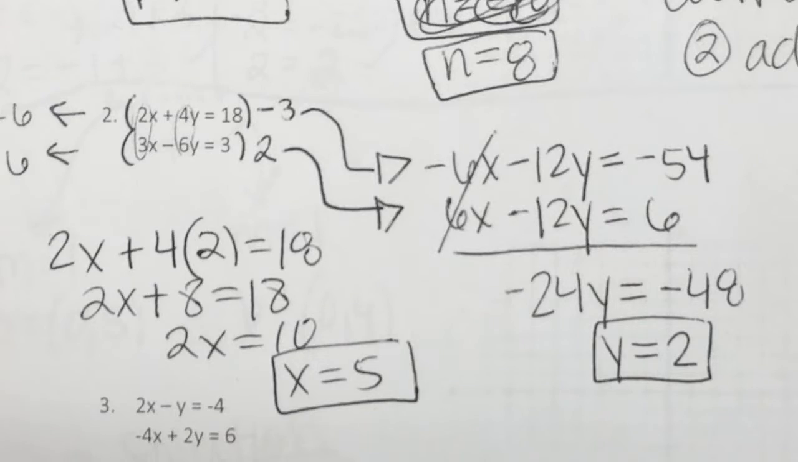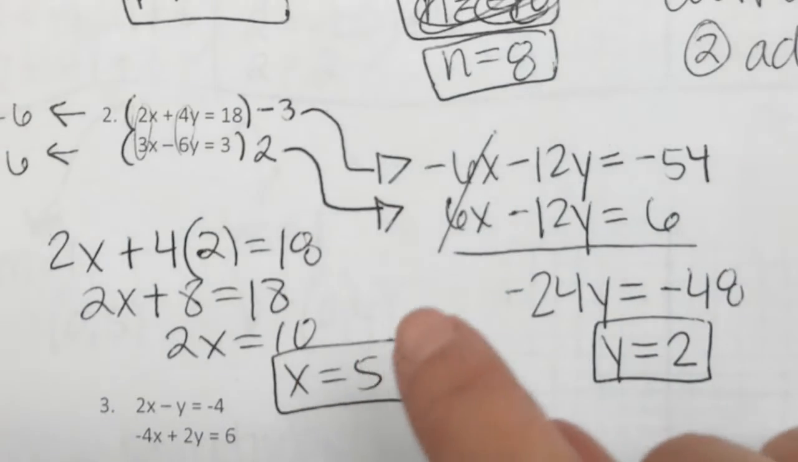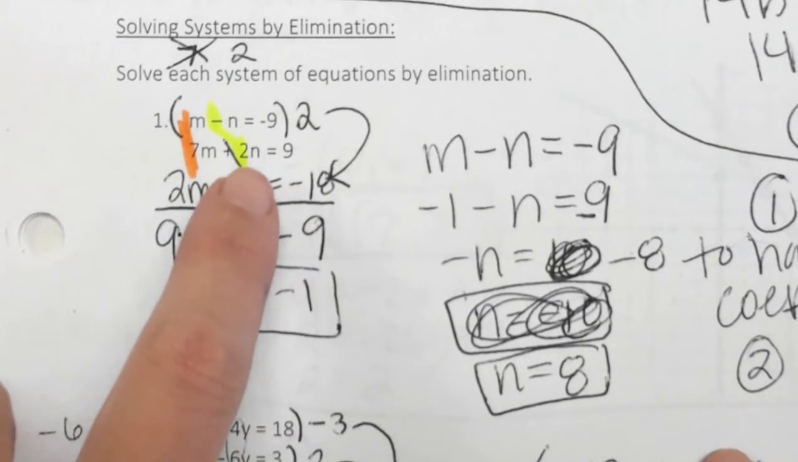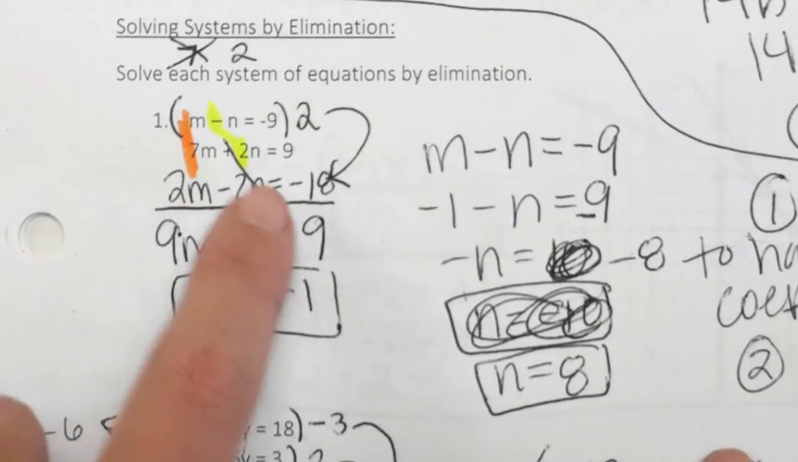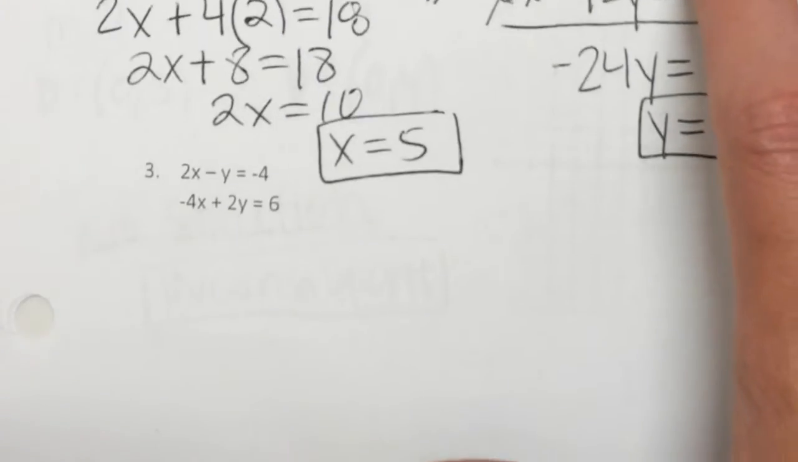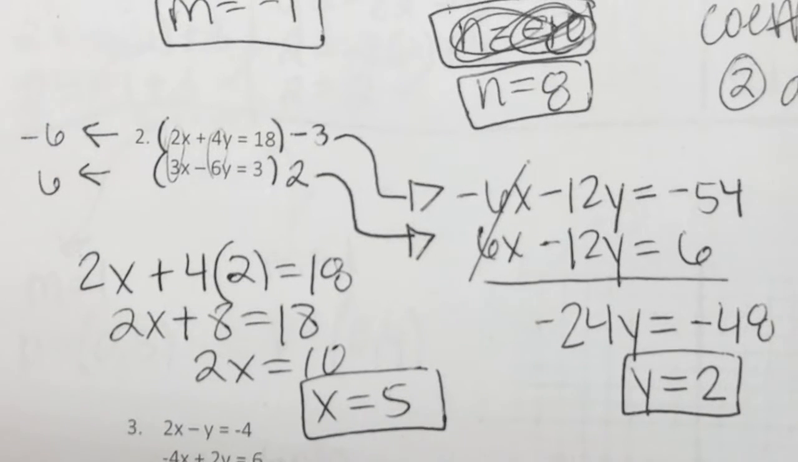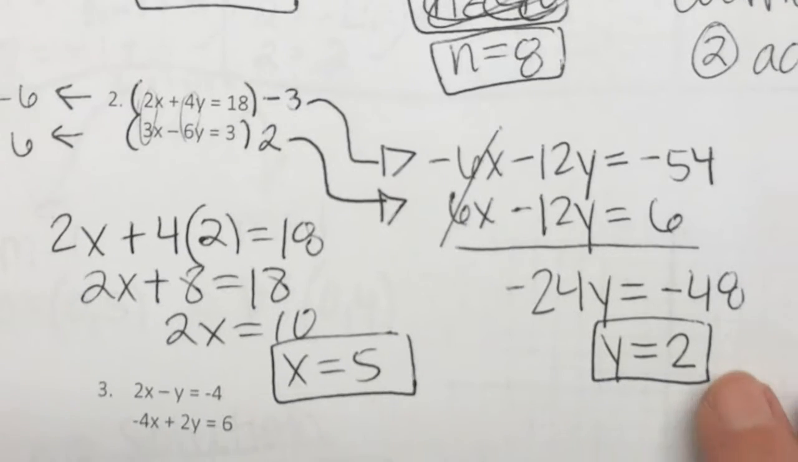So sometimes you'll have to multiply both equations like we did here. Sometimes you only have to do one. It just depends on what you're making the coefficients, okay? So go ahead and try 3 and 4 on your own. 3 and 4. Let me leave this up here, sorry. 3 and 4 on your own.